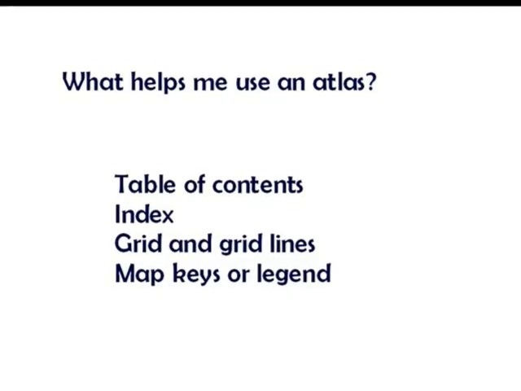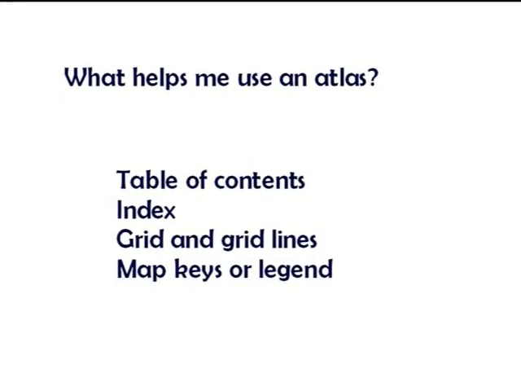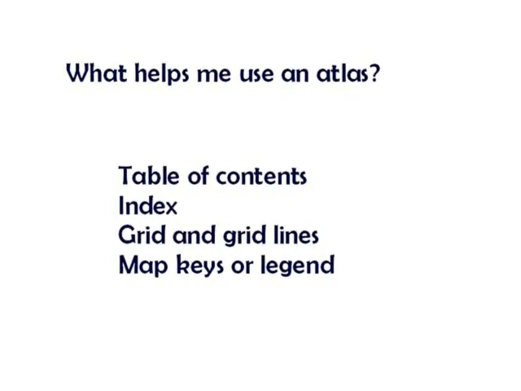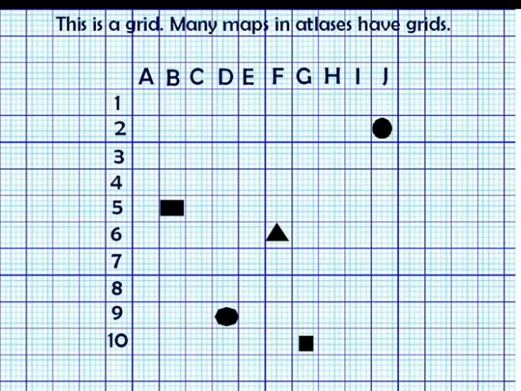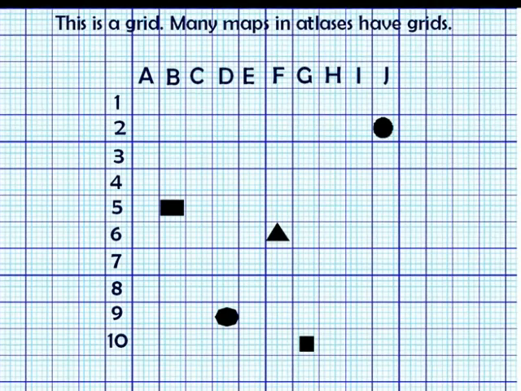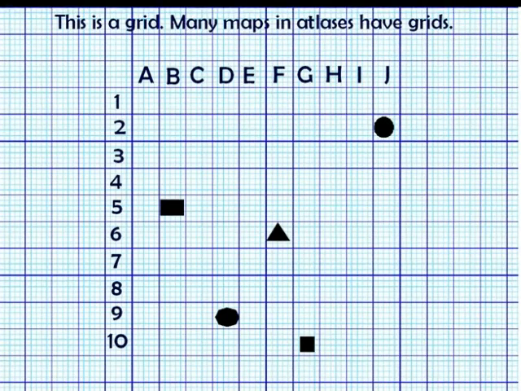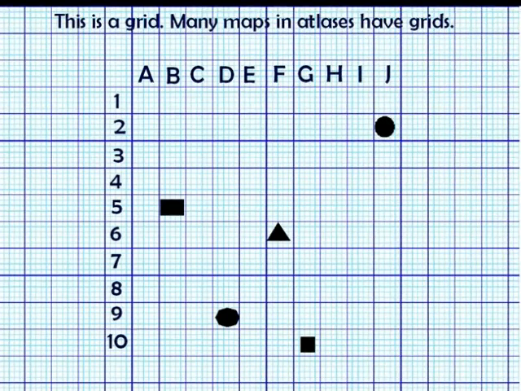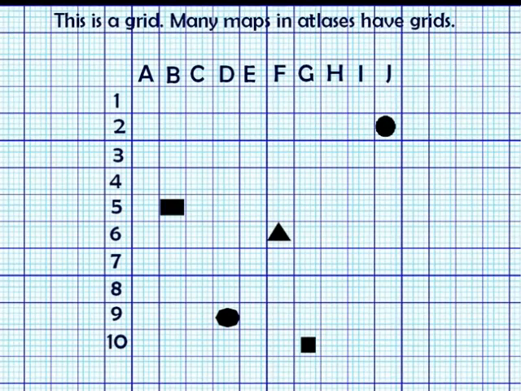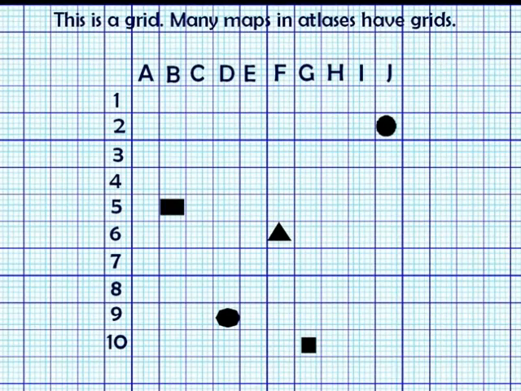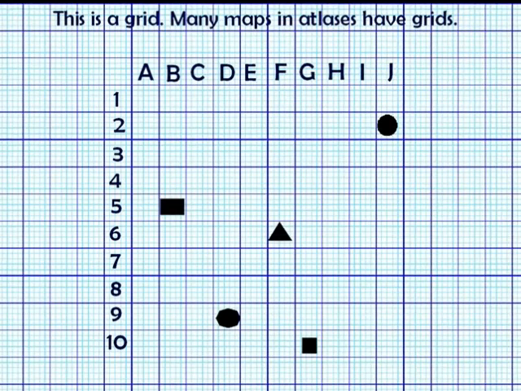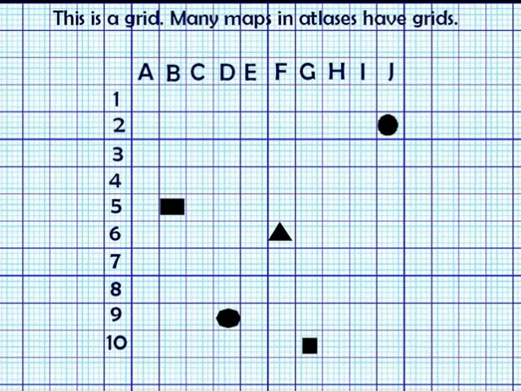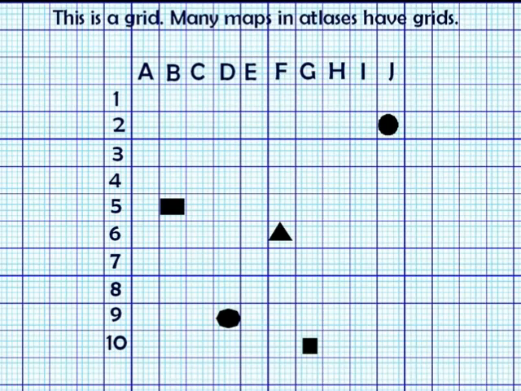What helps me use an atlas? Well, the table of contents, the index, grid and grid lines, and the map keys or legend. Grid and grid lines are very helpful when looking for the location of places. Look across the top and find the letter J. Then look down the column numbers. What row is the circle in? 2, right? The location of the circle is J2. J2 are called the coordinates of the location.